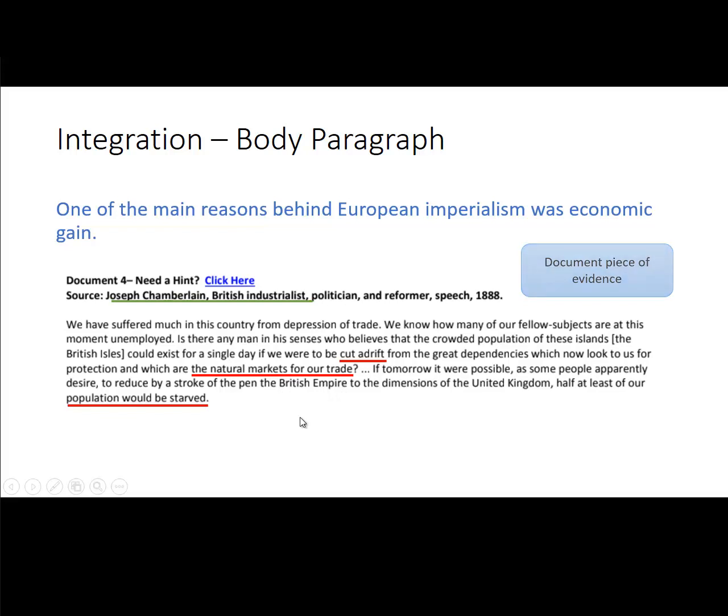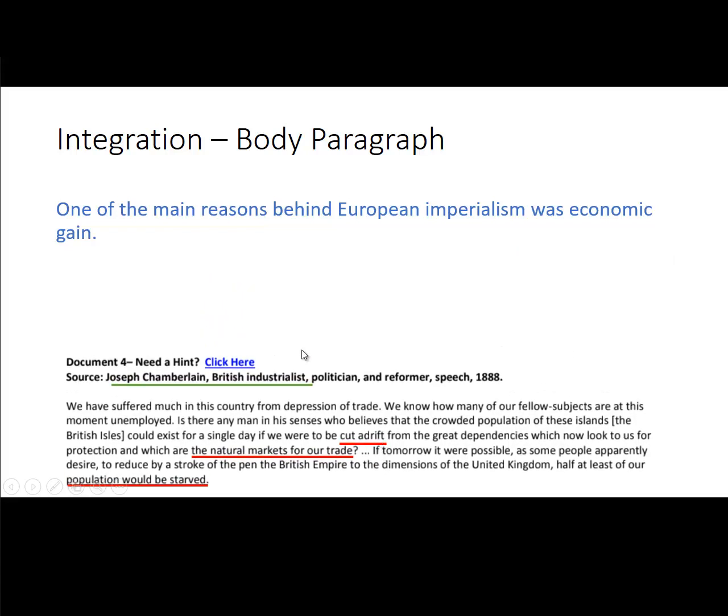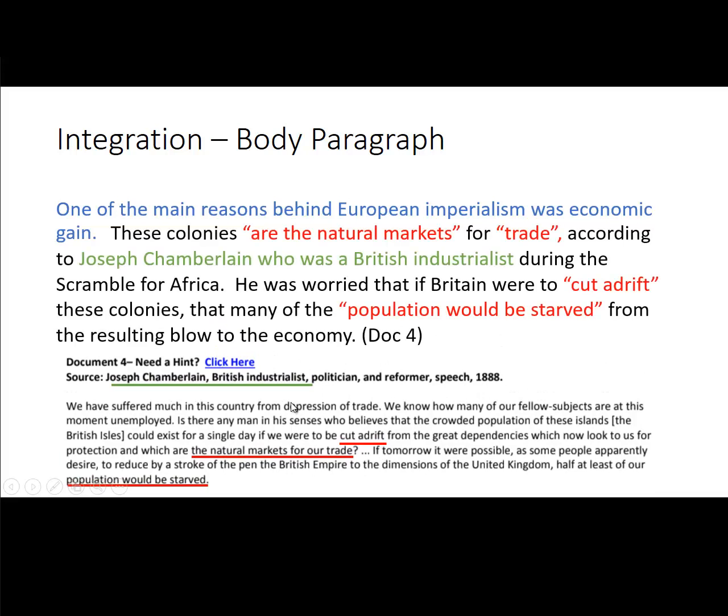So I'm going to take that and move it into my analysis and begin to write that. Here's where I do this, right? I've got some analysis. These colonies are the natural markets for trade, and that's where I'm taking it from here. According to Joseph Chamberlain, who was a British industrialist, I pulled that from the source, during the scramble for Africa. So I'm relating it back, getting that going.